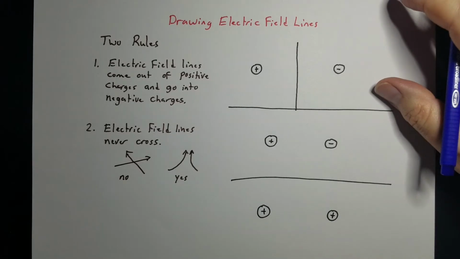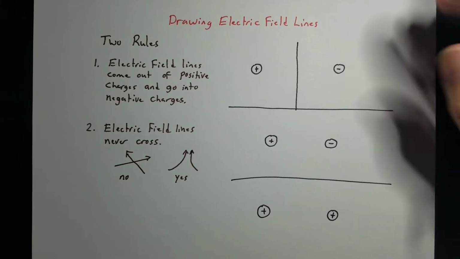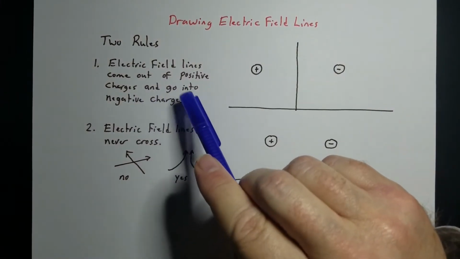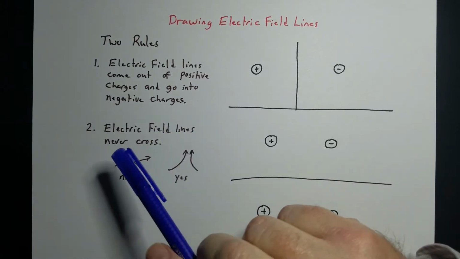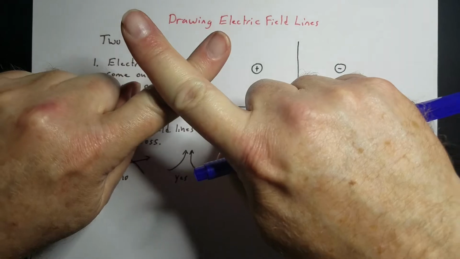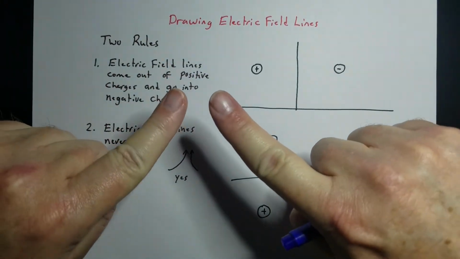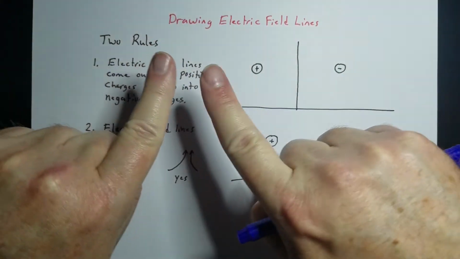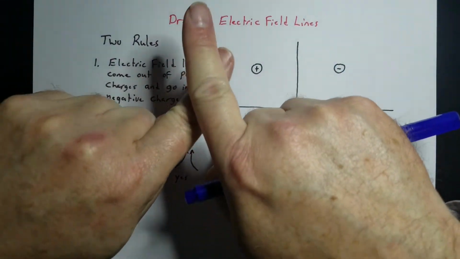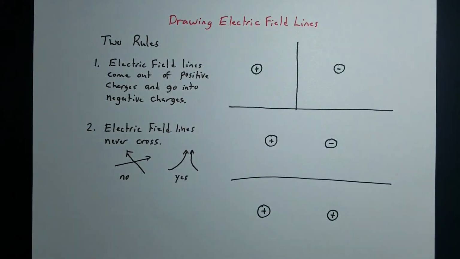Okay, for drawing the electric field, there's basically two rules. One, the electric field lines always come out of positive charges, and they always go into negative charges. And two, the electric field lines can never cross, so you won't see two electric field lines go through each other like this. If they come towards each other, they'll actually bend each other and deflect, and so they will never cross. You never should do this on your drawings.